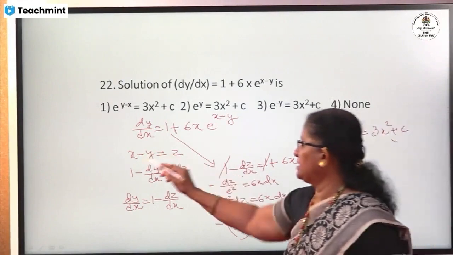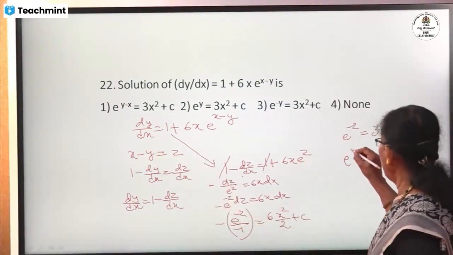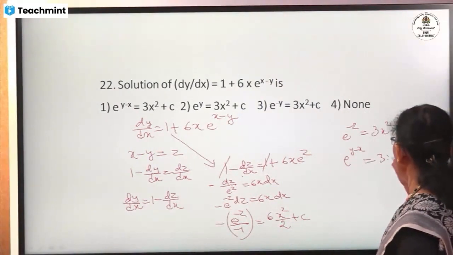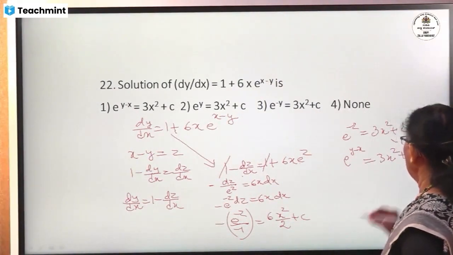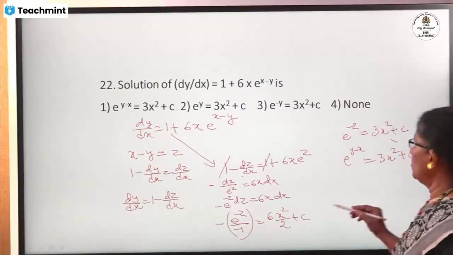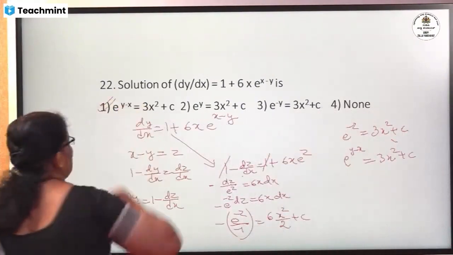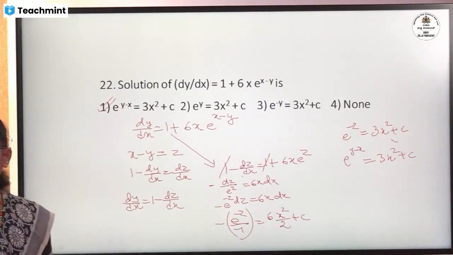Z is x minus y. Therefore, minus z will be y minus x. So, it is e power y minus x is equal to 3x squared plus c. That is the first option. Right?